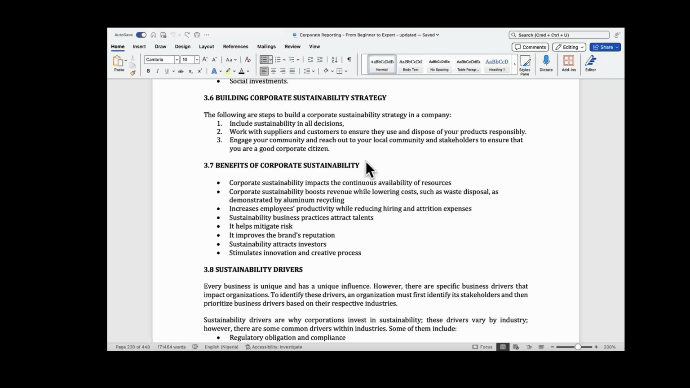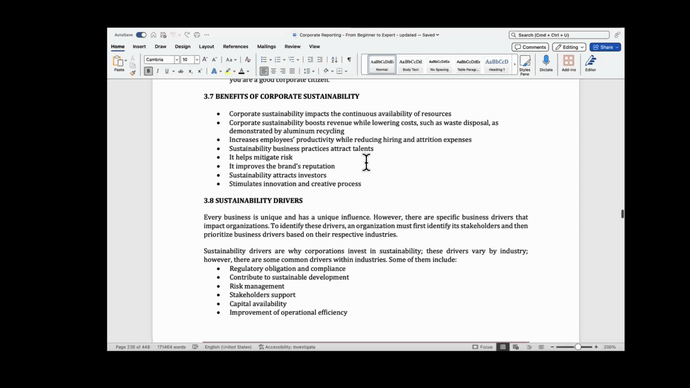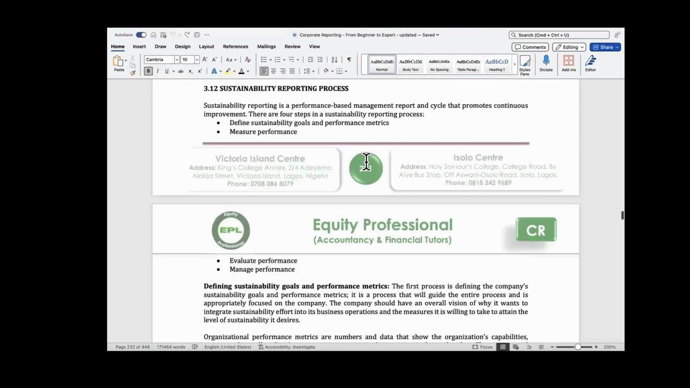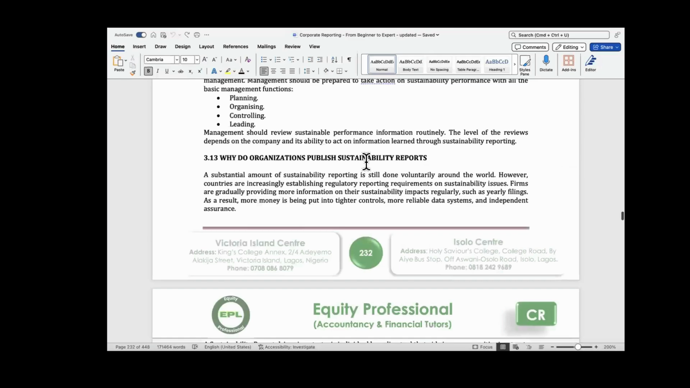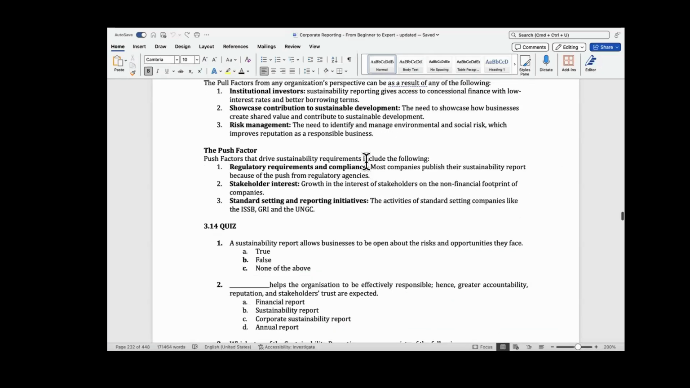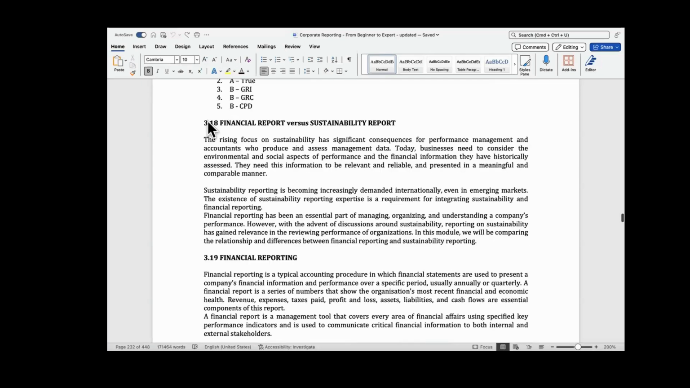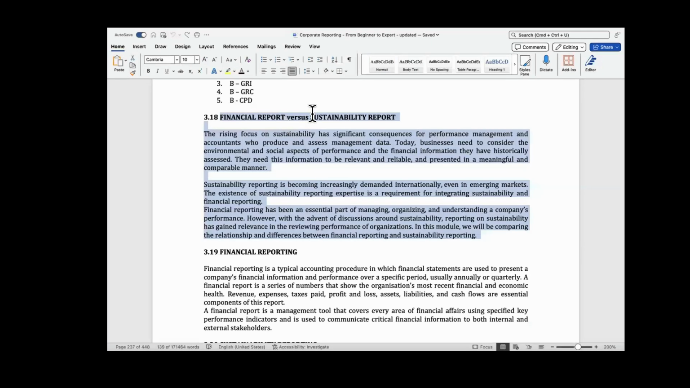There are some other stories there, which are more of a repetition of those other ones, so you might not really bother yourself so much about these. Another one you can look at is financial reports versus sustainability report. The financial report speaks of your performance in terms of numbers. The sustainability report talks about how sustainable you are in terms of environmental protection, economic growth, and social development. So they're very different. That's sustainability reporting.